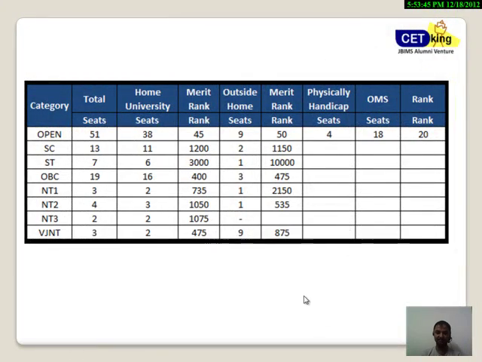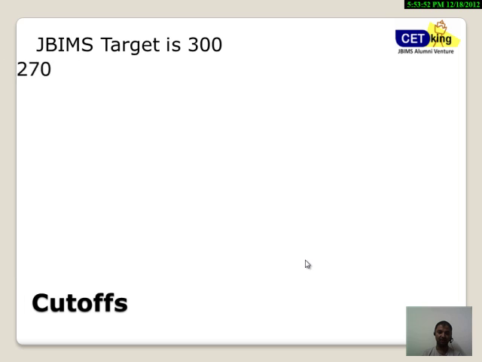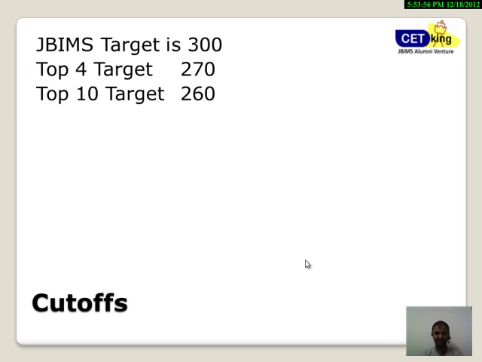So please put a hold on this. I'll talk about the seats in some time. Let me talk about the cutoff. Finish it off. Alright, JBIMS, the target should be 300 marks. Top 4, 270. Top 10, 260. There is no good MS college in Mumbai or outside below 260 or worst case 250.